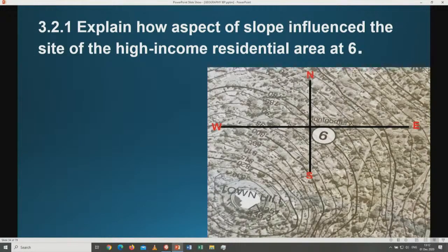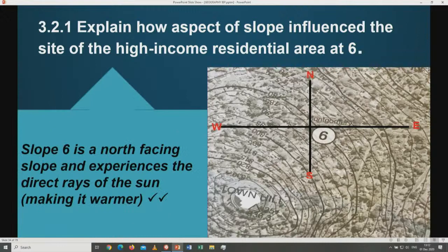Now, they are saying explain how aspect influences the location of the site. Then, slope 6 is the north-facing slope and experiences the direct sun's rays, meaning that it receives the direct sunlight, making it warmer. This again is a settlement question, but based mainly on what? On climatology's aspect.